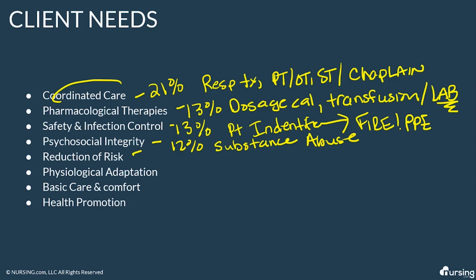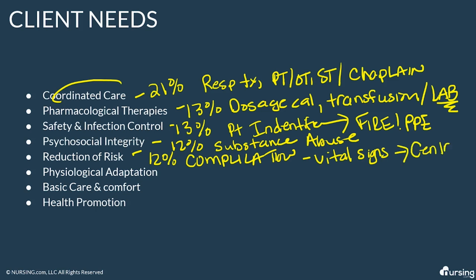Reduction of risk. This is 12% of your test. This is going to deal with complications, and you're going to be looking for those complications, whether it is from a treatment, a procedure, or even maybe the patient has a comorbidity, right? So they're there with heart failure, but they have diabetes. This can be as simple as taking a patient's vital signs all the way to maybe even placing a central line.